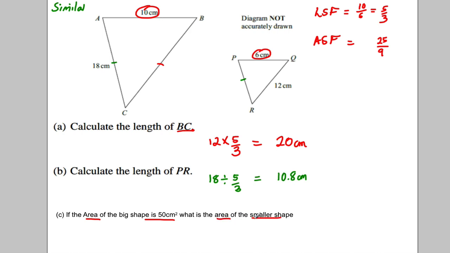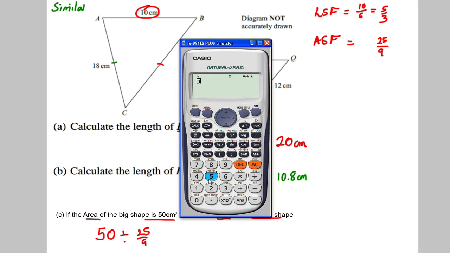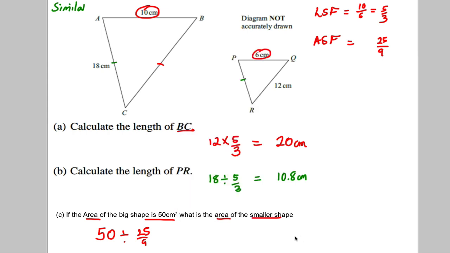Lastly, they say the area of the big shape is 50. Work out the area of the small. Big to small we divide. So we're going to do 50 divided by what? The area scale factor 25/9. So calculator out, 50 divided by 25/9, and we get ourselves 18. 18 what? Centimetres squared. Okay, next question. Pause the video. I'll go through in 5 seconds.